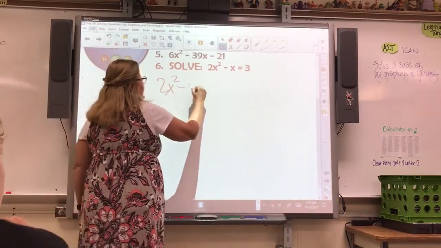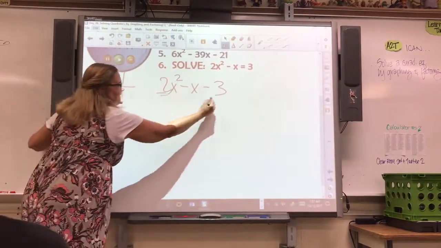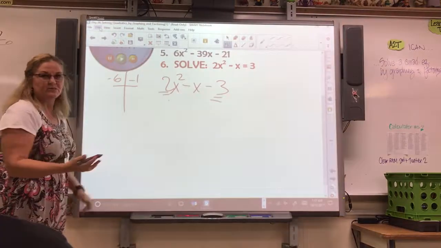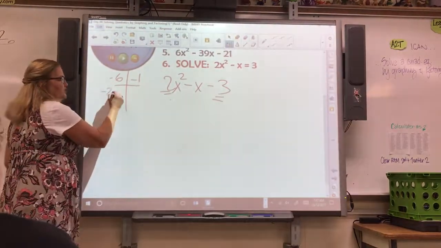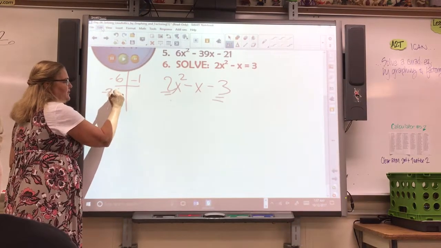2x squared minus x minus 3. What are the factors? You still do a times c, which is -6. You say, what multiplies to give you -6 that adds to give you -1, and you write -3 and +2.